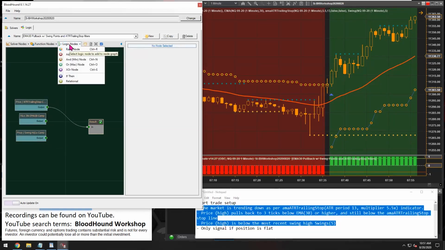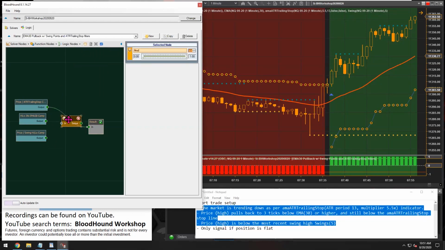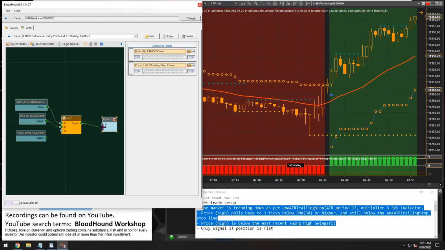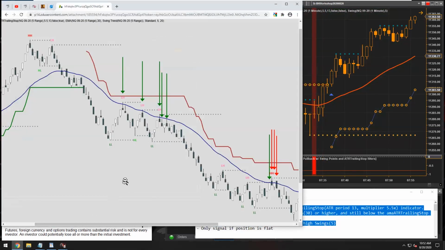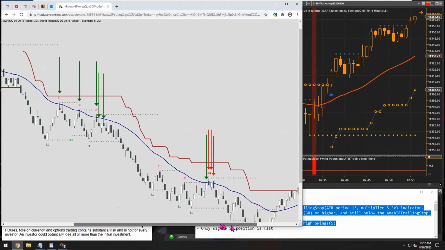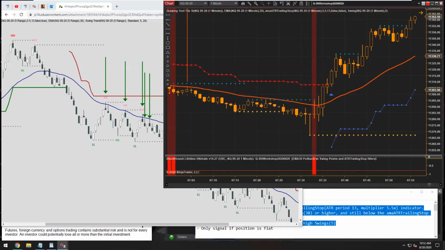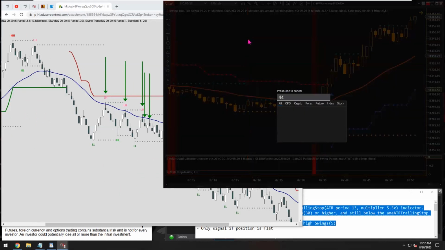And then last step is grab an AND node, connect everything in, connect it all up, and check our results. All right, and let's see, one other thing I noted is this is a range chart. It's a 5 range chart. All right, so 5 range chart. I'm on the NQ, so I'll make it a 4 range chart.